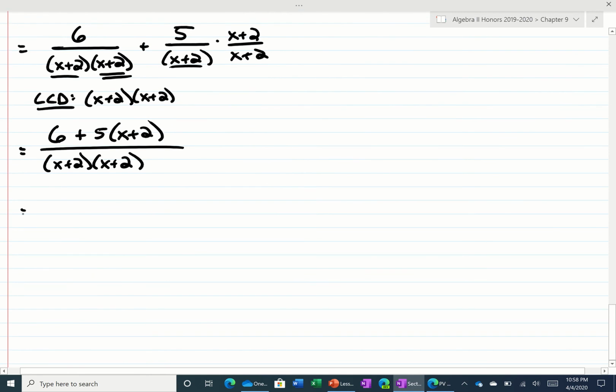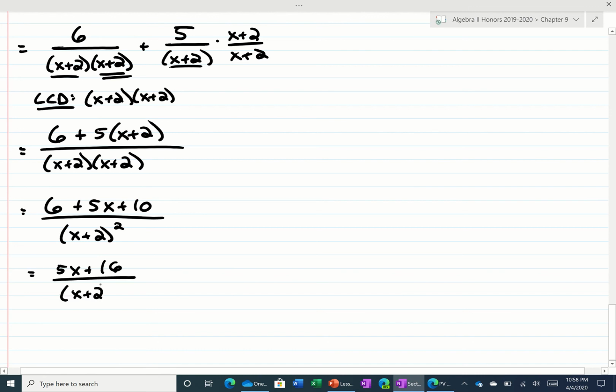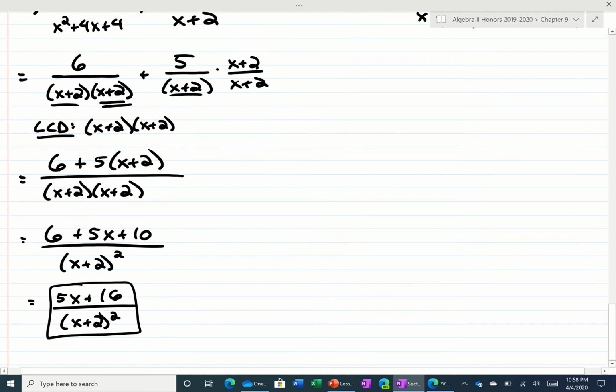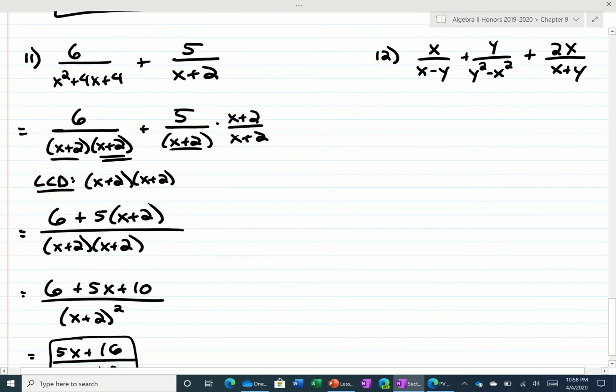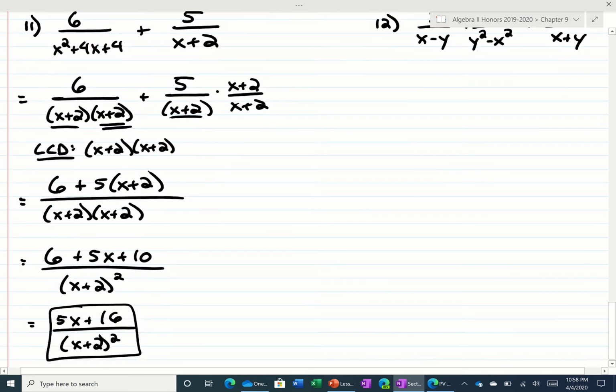And we could distribute the top. We're going to leave the bottom alone. And on top, we get 5x plus 16 over x plus 2 squared. Now you can write x plus 2 twice if you want. It's a little less writing to do that, so that's what I'm going to do. That should be the answer for number 11.